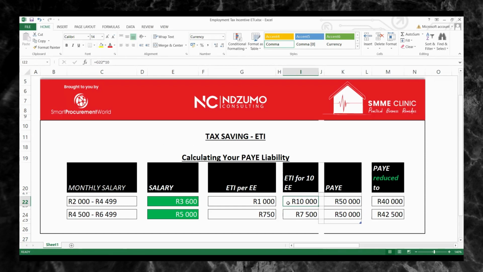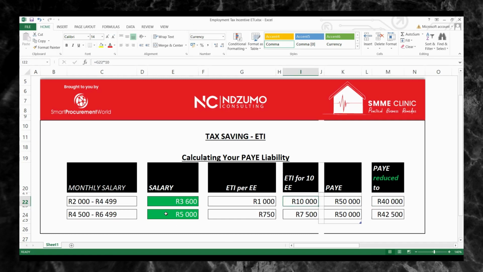What does this mean? If you were going to be paying pay-as-you-earn of 50,000 rand for the company for the month, that pay-as-you-earn of 50,000 rand is reduced by this employment tax incentive of 10,000 rand, meaning that you only end up paying 40,000 rand. So you'll be saving this 10,000 rand.